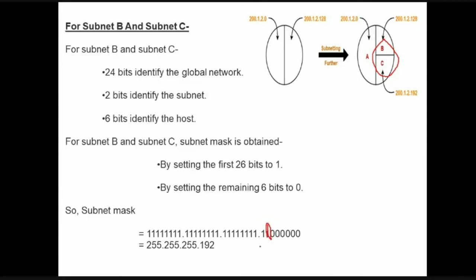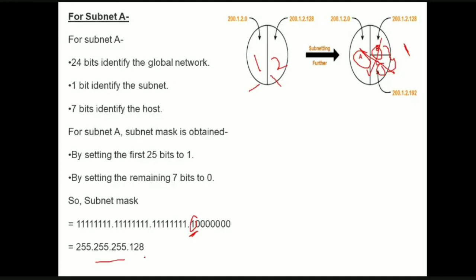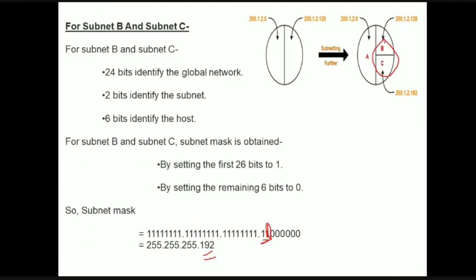So how many number of ones here? 2 ones. So this is the reason we got 192 as subnet mask. So for the first subnet it is 128. For the second two subnets, the subnet mask is 192.